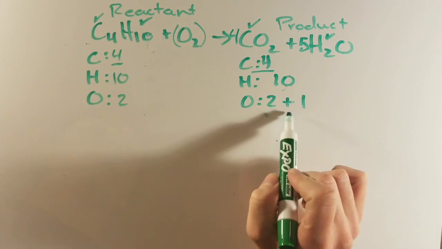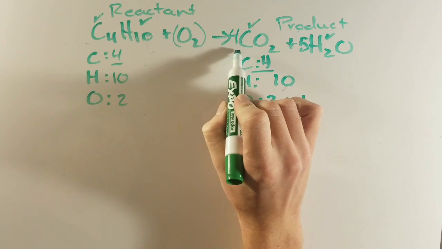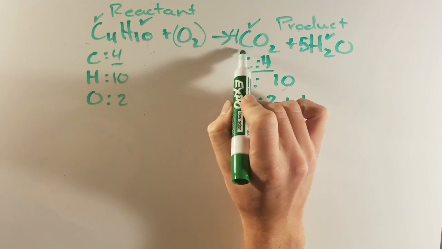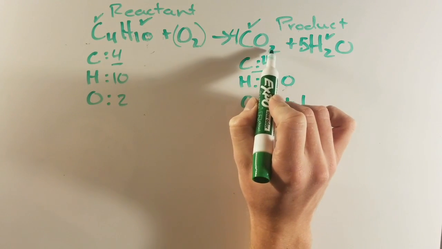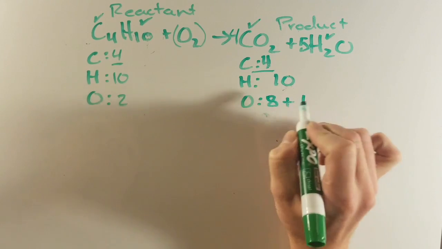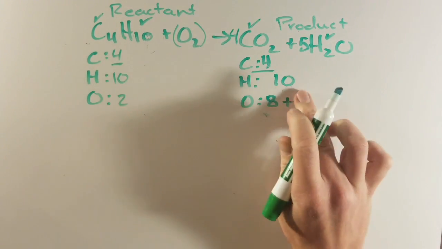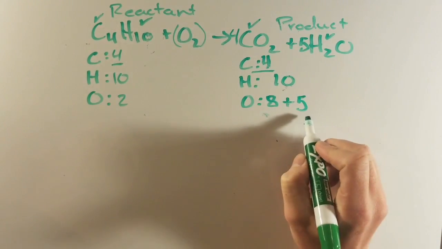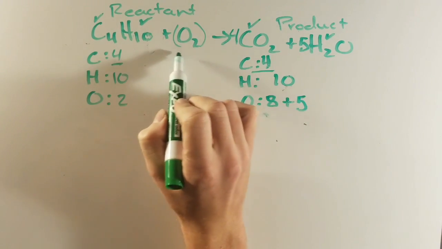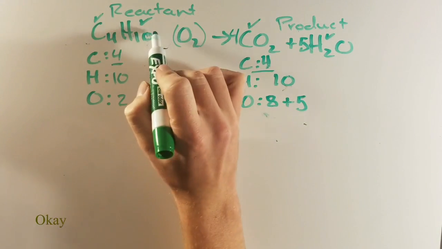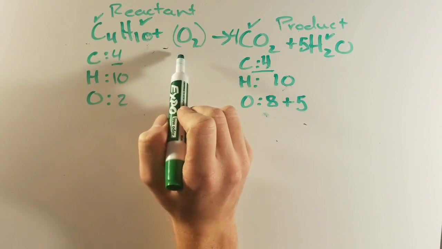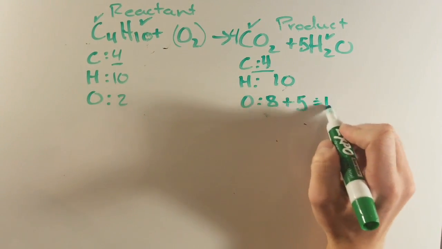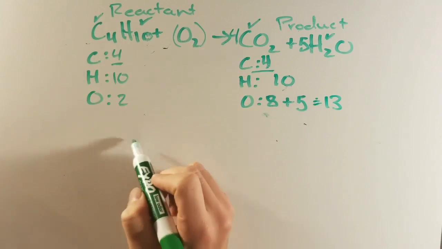So on this side we still have 3 oxygen. No, we don't have 3 oxygen. See how when we multiplied carbon dioxide by 4, it affected the oxygen as well as the carbon. So now if we were to count, 4 times 2 is 8, 5 times 1 is 5. So we have a total of 13 oxygen on the right side, and we only have 2 oxygen on the left side. Okay? So how many oxygen molecules would we need to have 13 on the left side as well?